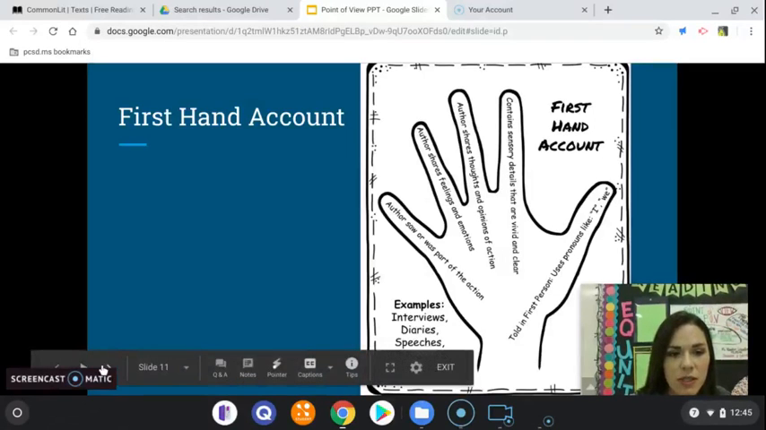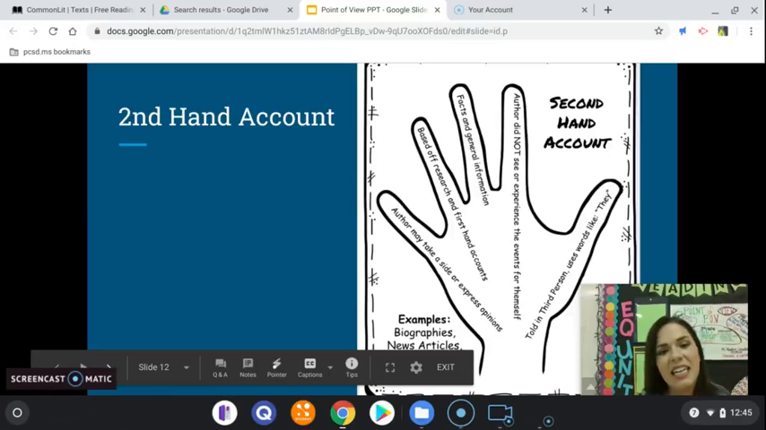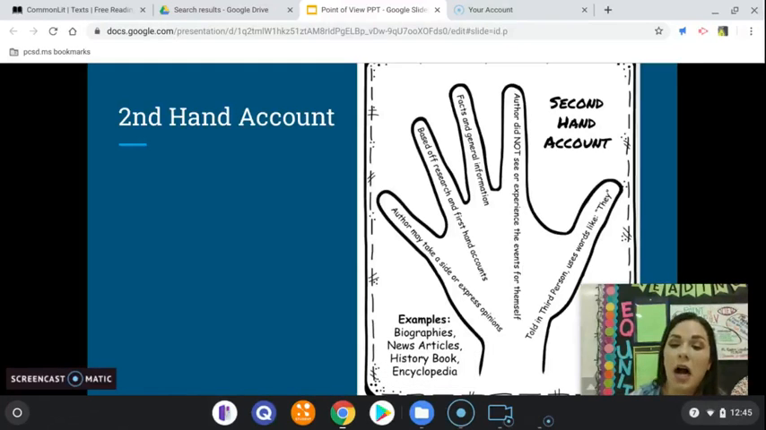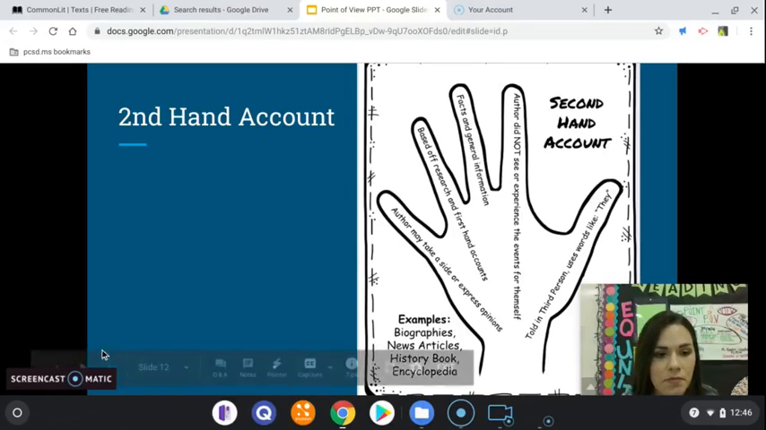Okay. The next one is a secondhand account. A secondhand account is something that you read from biographies, news articles, history books, and encyclopedias. So, for instance, when you're reading a biography about a famous person, you aren't hearing about their life from the famous person themselves. So somebody took that famous person's life and wrote a story about it, and you are reading from somebody else's thoughts and feelings about that famous person. So a secondhand account is not from the source itself. It's something that somebody else has told you, okay?